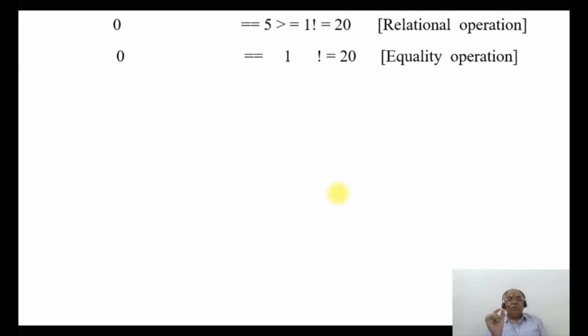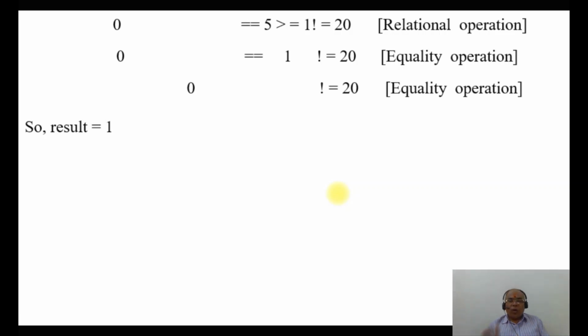So now, is 0 equal to 1? No. So what happens? It becomes false. False means 0. So 0 is not equal to 20. Equality operation, not equal to 20. Yes, true. So the final expression is going to be 1. So the result will be 1. So this is all the evaluation which takes place for the relational expressions.